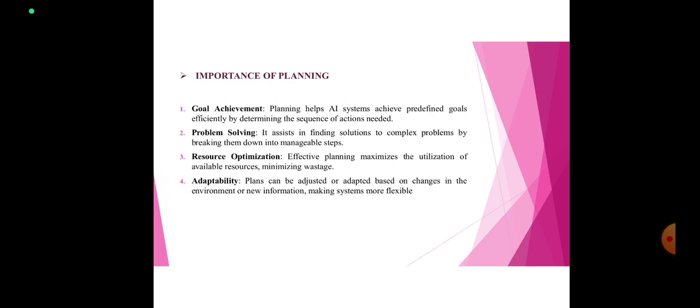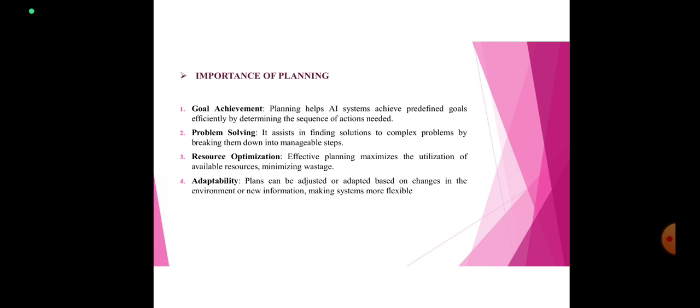What is the importance of planning? Planning has goal achievement, problem solving, resource optimization, adaptability as the important factors. Goal achievement means we know that we have to reach a certain goal for which we are planning from the initial state to the desired state. It will have a sequence of actions.